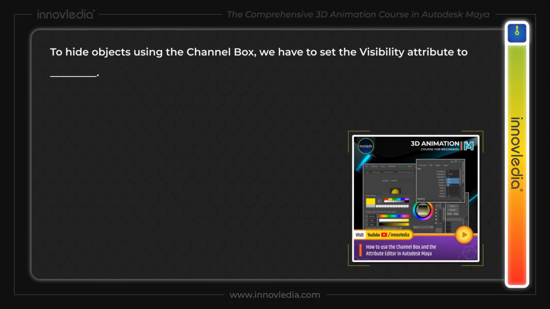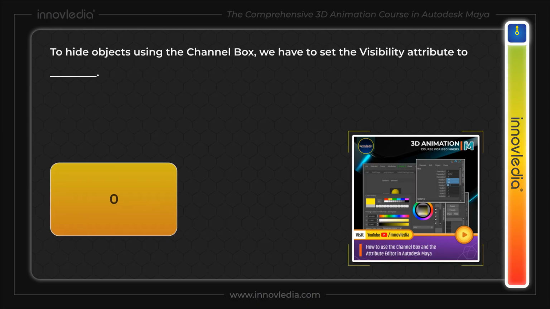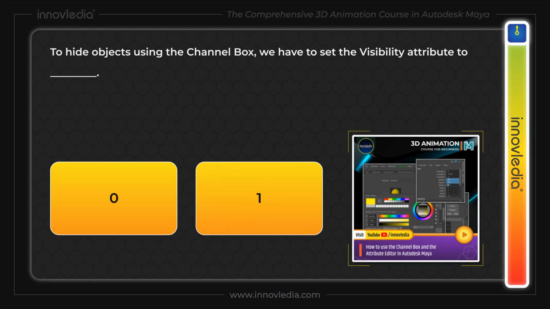To hide objects using the channel box, we have to set the visibility attribute to dash. The options are 0, 1. Your time starts now. And the correct answer is 0.